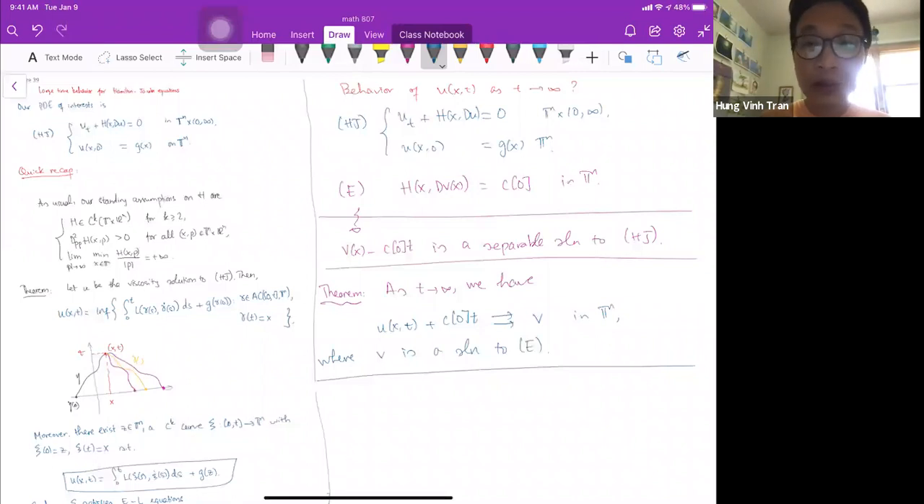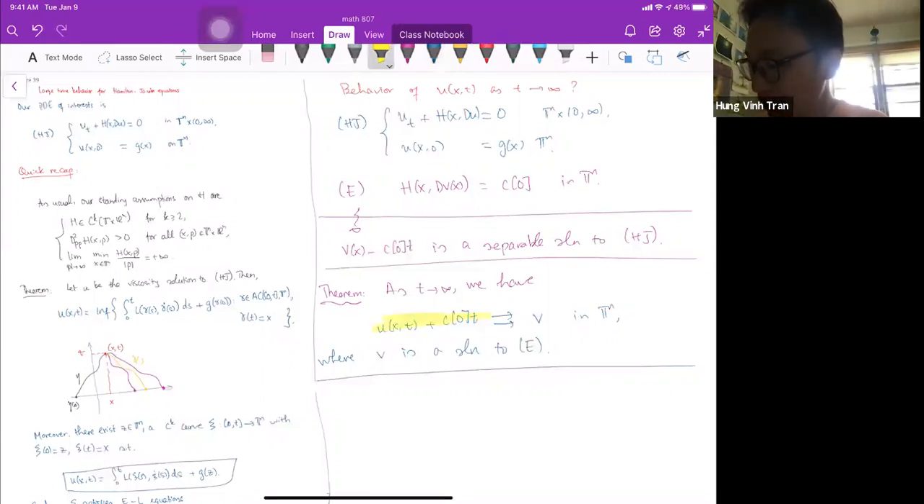Again, this result only holds true under certain assumptions. In general, it might fail, but I am not going to go too much into that. Our goal is just to prove this result. We have this convergence, and v is a solution to the ergodic problem.